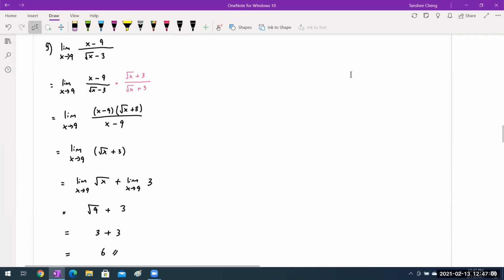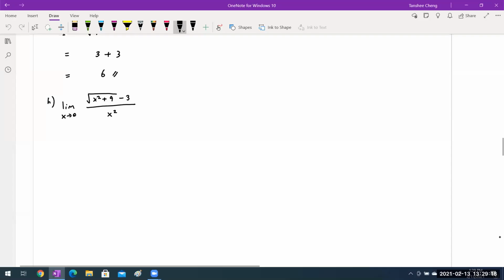And then let's take a look at another example. Example H. Limit as x approaches 0 of the square root of x squared plus 9, minus 3, over x squared. So this problem is similar to the previous one. As you can see, the domain of this rational function is everything except 0. However, the limit that we want to find is as x approaches 0, which is not part of the domain. So therefore, direct substitution cannot apply directly.